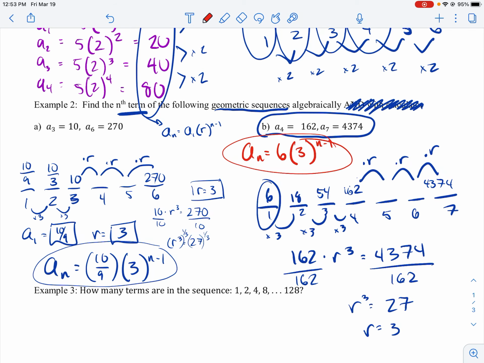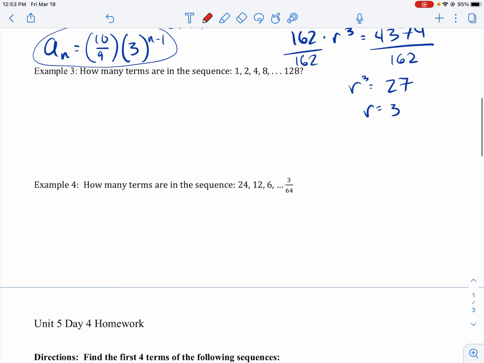Let's head down to example 3 and 4. Okay, so example 3 and 4. How many terms are in the sequence 1, 2, 4, 8, all the way up to 128? Right? So what the question is asking here is how many terms are in the sequence? What term is 128?